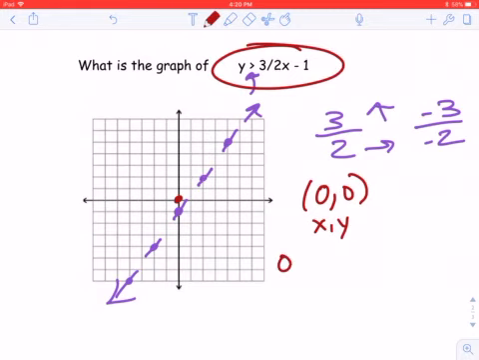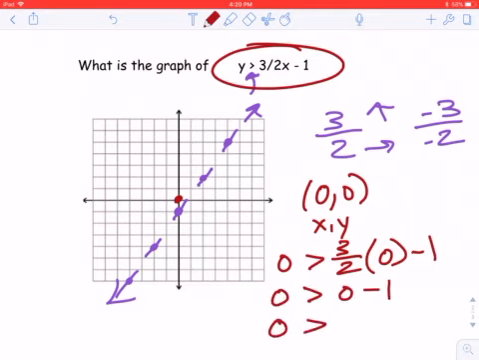So I'm going to see, is 0 greater than 3/2 times the x value of 0 minus 1? 0 times 3/2 is 0, and then 0 minus 1 is -1. Is 0 greater than -1? Yes. Since this is true, that means that this point is a solution.